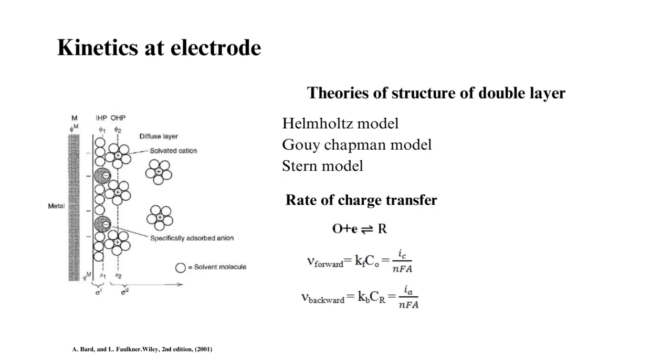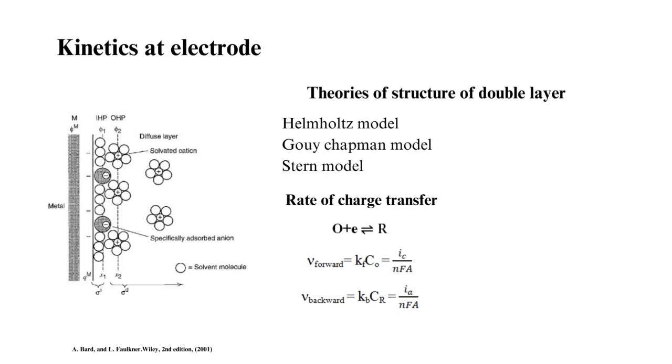The Helmholtz model is usually used in highly concentrated solutions, but in the Gouy-Chapman model, a diffuse layer follows after the electrode surface. In the Stern model, after the inner Helmholtz and outer Helmholtz planes comes this diffuse layer of ionic particles.